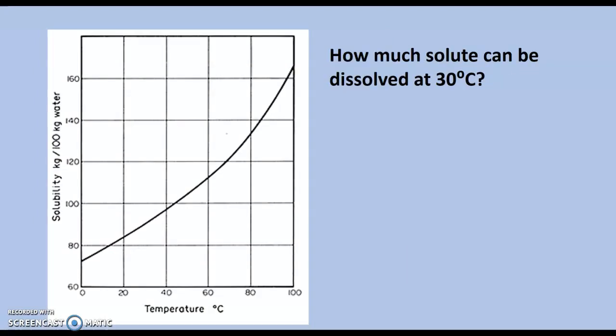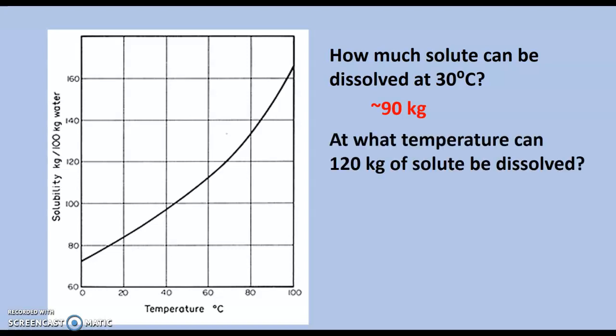So let's do a couple examples. How much solute can be dissolved at 30 degrees Celsius? So we are going to find 30 degrees, and we're going to come up until we hit that line and go over, and that looks about 90, and in this case the unit is kilograms. So roughly 90 kilograms. You say roughly because, you know, the graph's not that great.